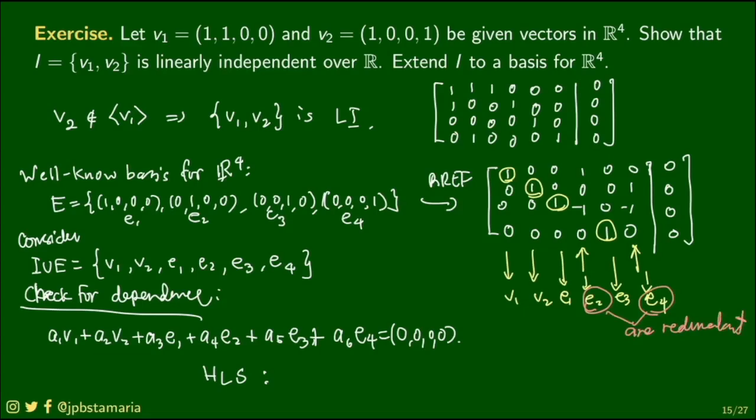Okay, so what happens is that what remains now, if we include e1 and e3 to I, you get a basis for R4 this time. That includes I. Okay, so that's it. That's how you extend a given set of vectors to form a basis.